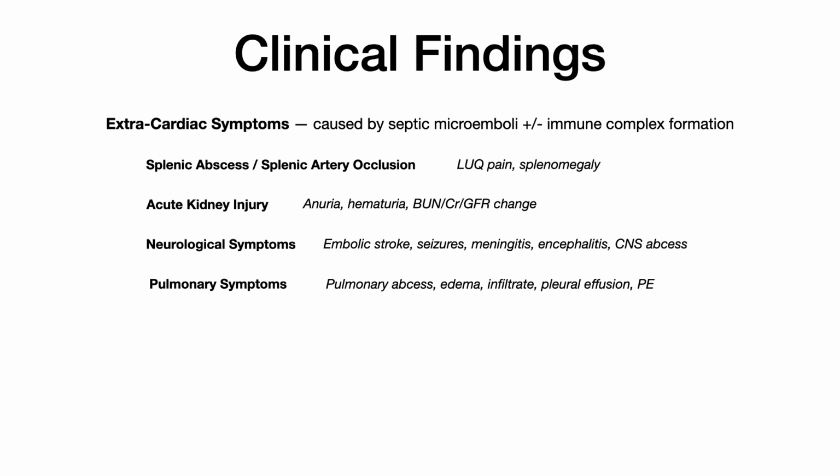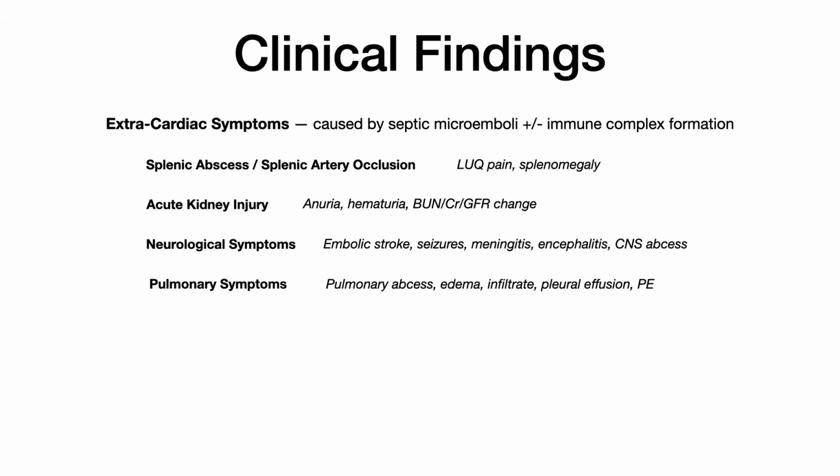So let's talk about our clinical findings a little bit more here. There are lots of other symptoms that you want to be on the lookout for. Those things are going to be extracardiac, again, right, outside of the heart. So you could deal with a lot of spleen pathology. So you might get splenic abscesses, splenic artery occlusions. Again, you're throwing off these emboli from the heart, and when they get to the splenic vasculature, they can occlude the vasculature, right?